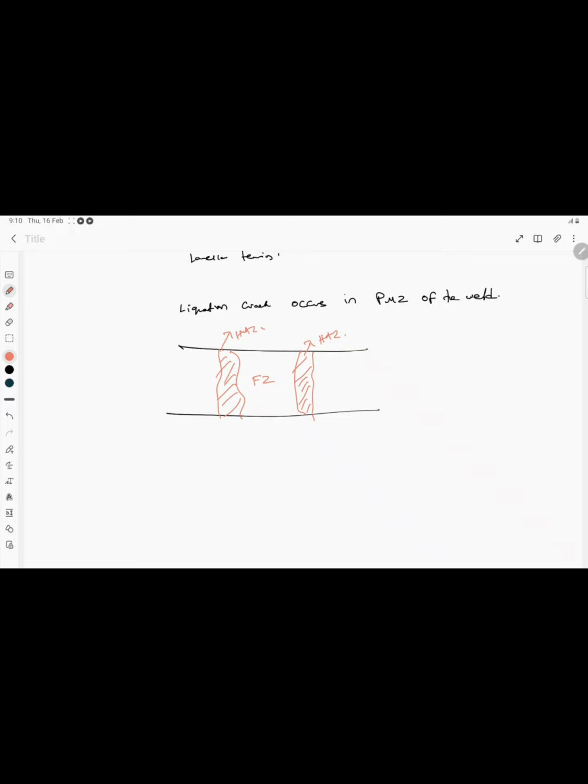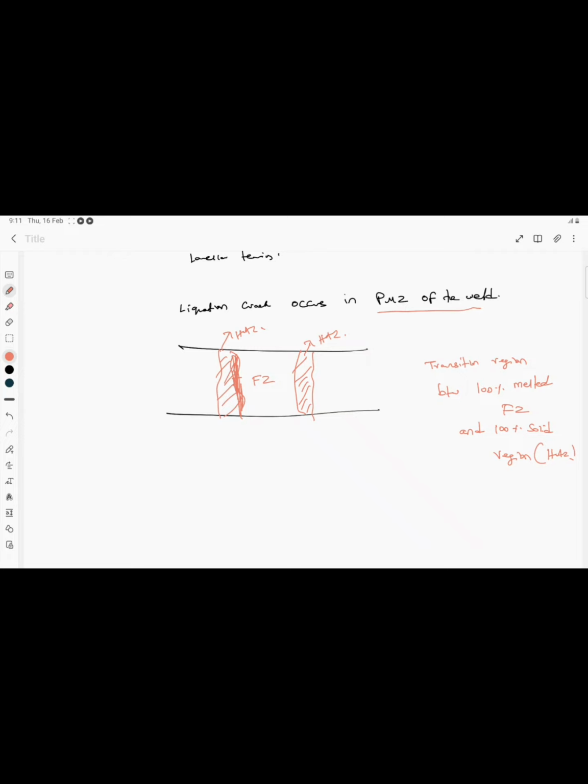The partially melted zone will be somewhere in this region, which is nothing but a transition region between the 100% melted fusion zone and the 100% solid region, which is nothing but the HAZ. So this is what we call the partially melted zone. This liquation crack occurs mainly in the partially melted zone of the weld.